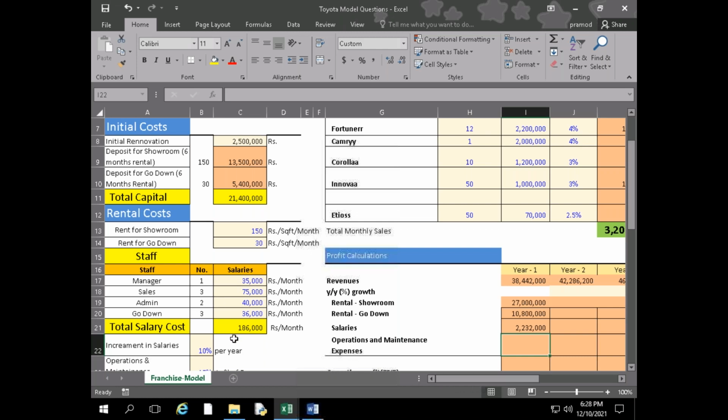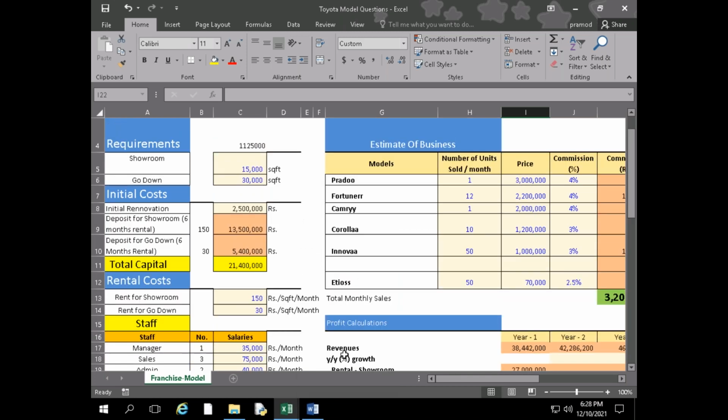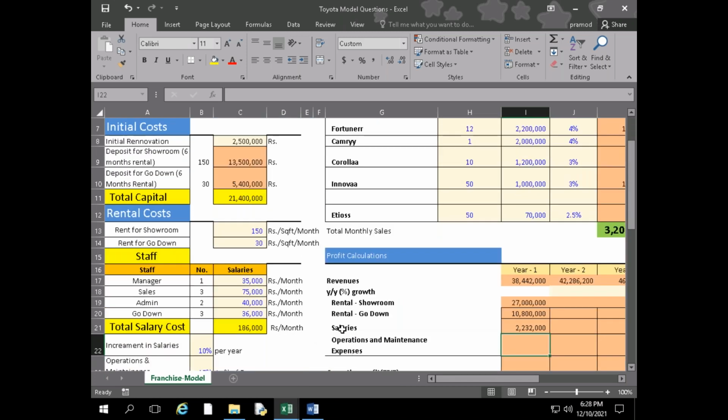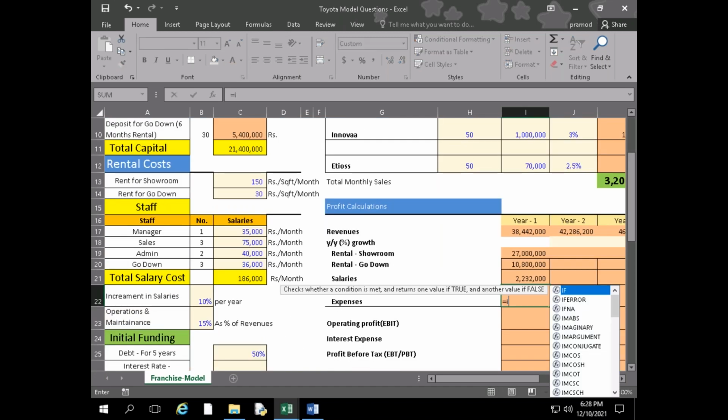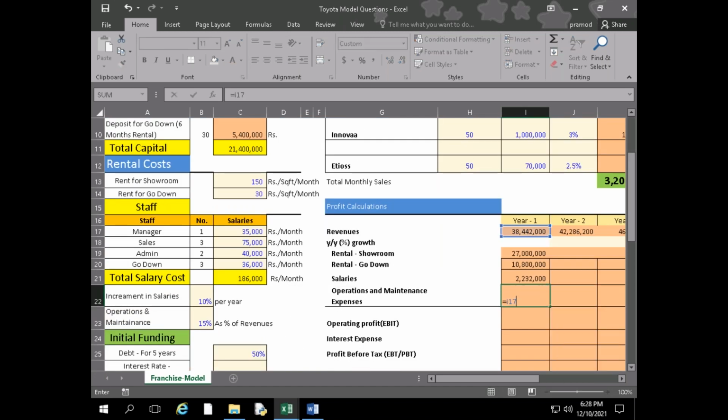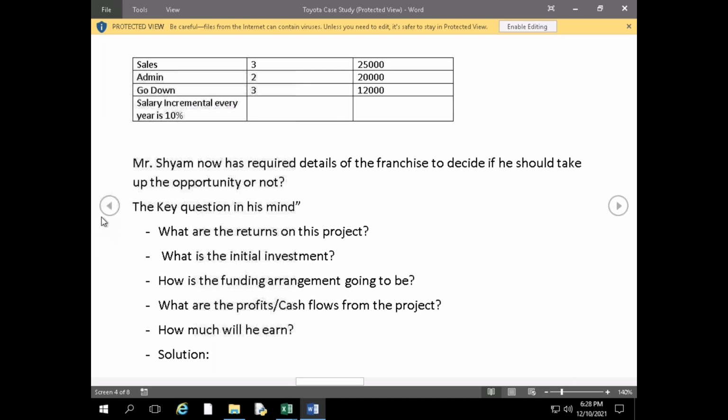Sir, for operating and maintenance, what amount should we take, sir? On what should we calculate? It is revenue only. How much percentage we have to take, we will read the question.